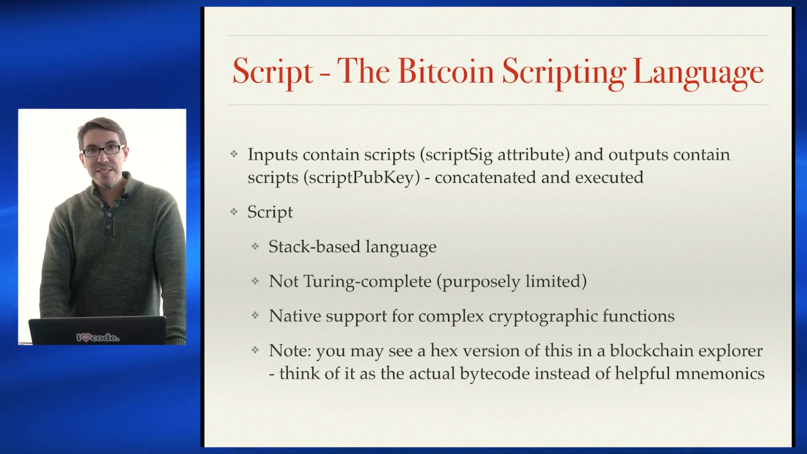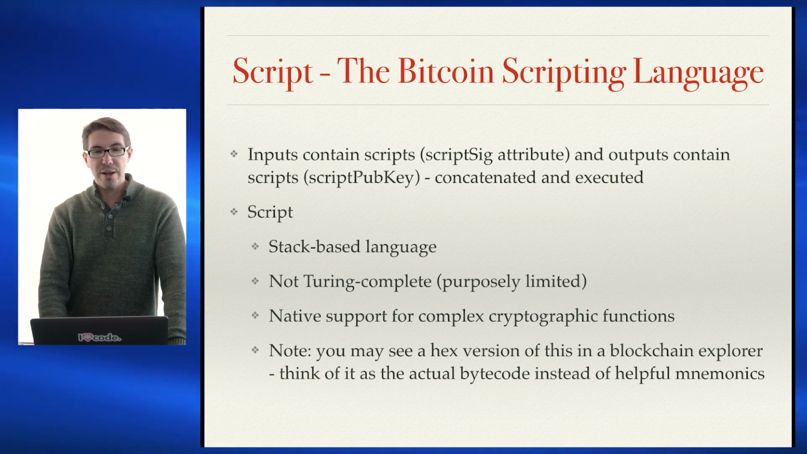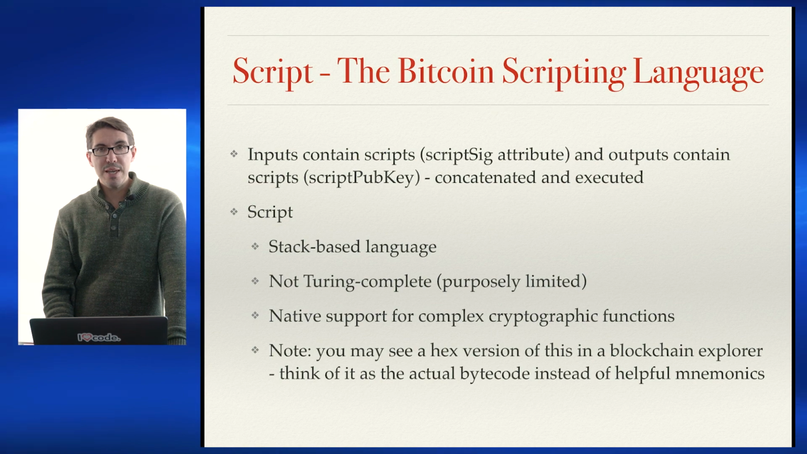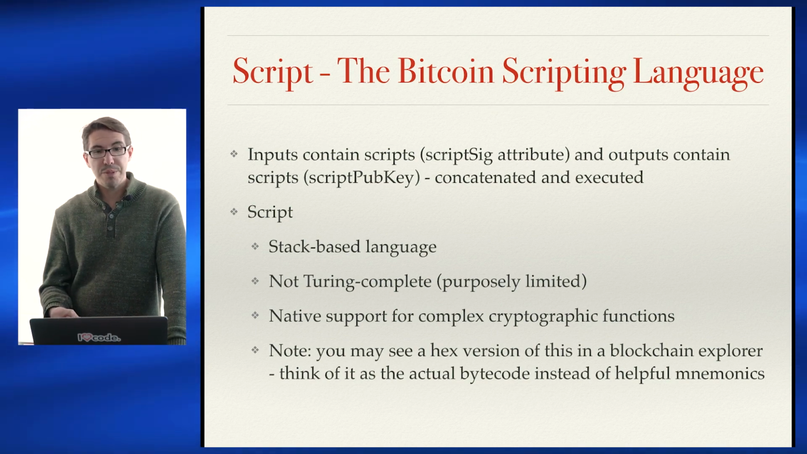So inputs contain a part of the script, which is called the script sig attribute. This is going to be the output from a previous script. And I'll show you what that looks like when we walk through this. And outputs contain another part of the script called a script pub key. So if you recall from a few slides back when I showed the inputs and outputs, the input had a script and the output had a script.